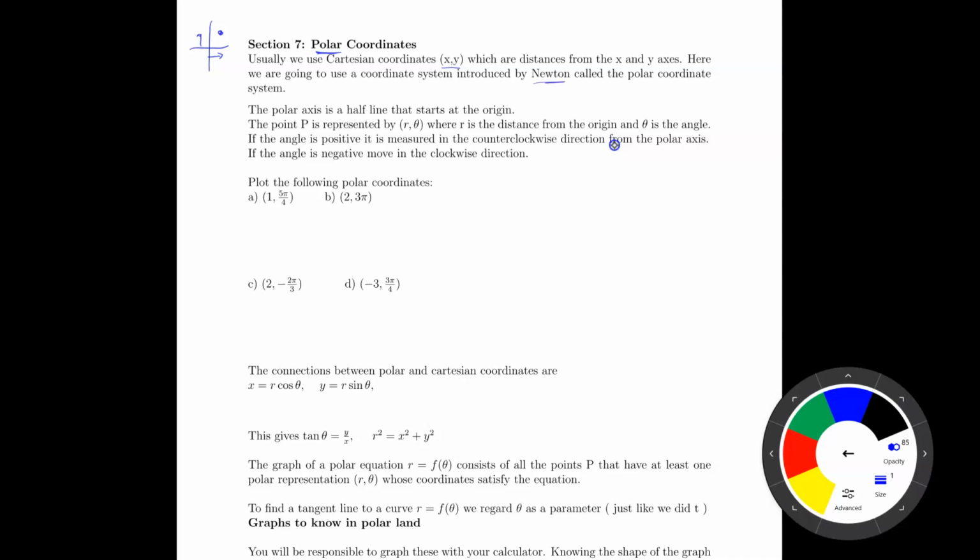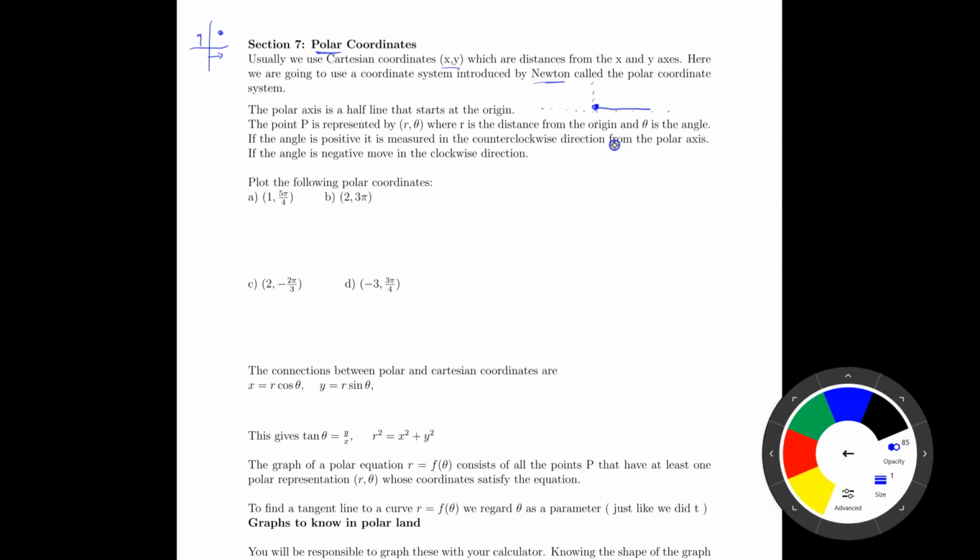Okay, so the polar axis, there's just one. It starts here at what you would call 0 and goes out this way. So you can superimpose an x-axis right there, right? You can see the x-axis would be here and the y-axis would be here, right?